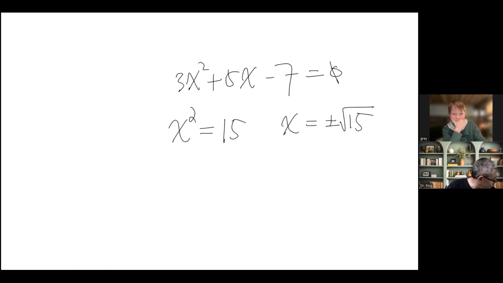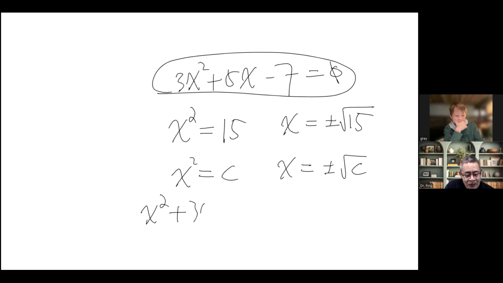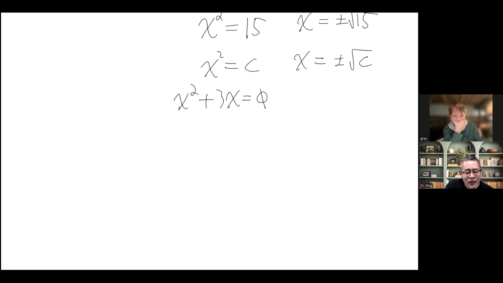Now we're going to look at another type of problem. So this is our first type of problem, x squared equal to a number, and we know that x will be plus or minus the square root of that. The second type of problem is like this, x squared plus 3x equal to 0. Now, how do we solve that? We are still going to use the same property we used early on, the zero product property.